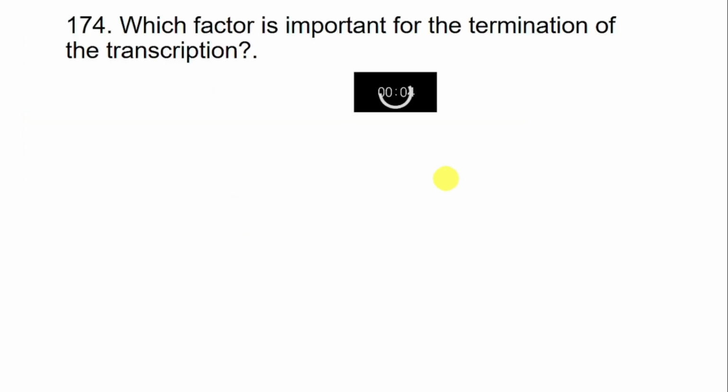Which factor is important for termination of the transcription? So sigma is for initiation, rho is for termination. Rho, option number 3. This is also a frequently asked topic, transcription. Next one.